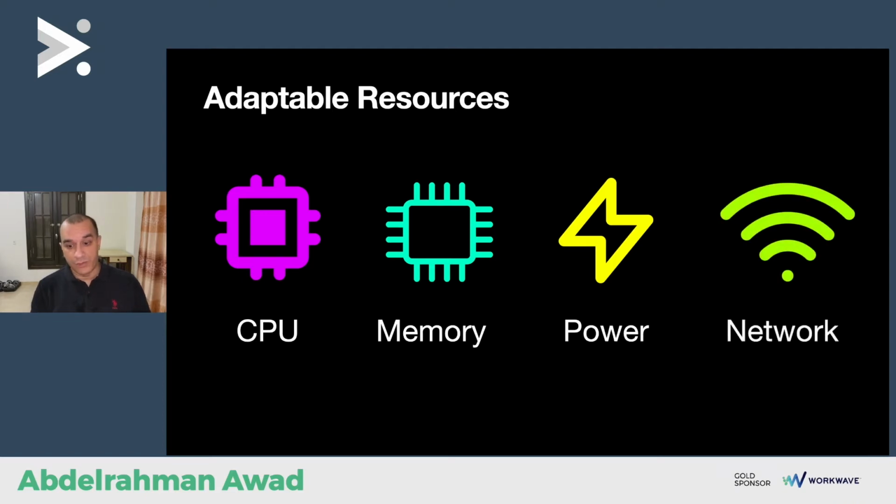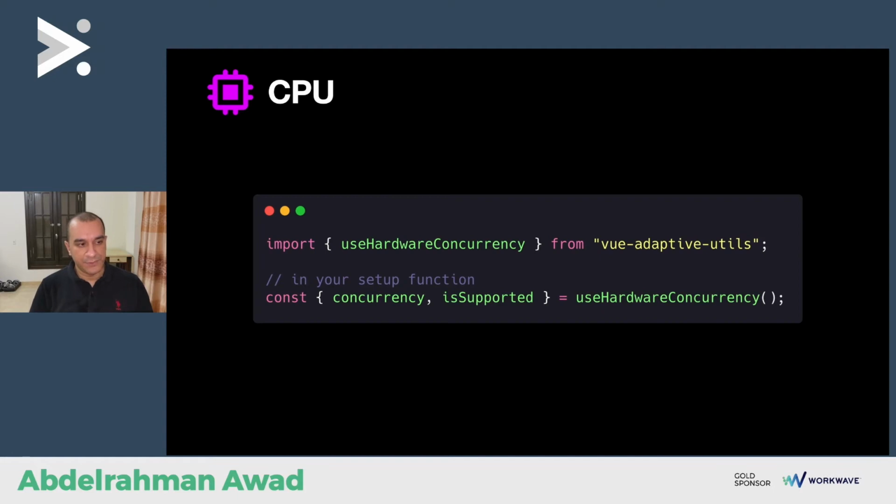We also have network. The entire world is connected to the internet at the moment, but they are not equal. In some areas it's faster, in some areas it's much slower. So you want to be very careful and see if you can provide a pleasant experience for both ends of users. So let's start with the CPU.